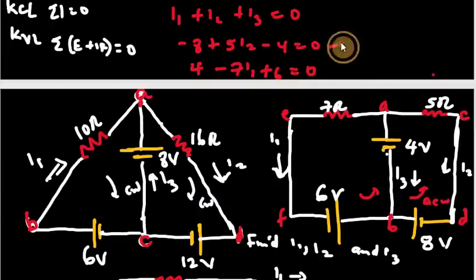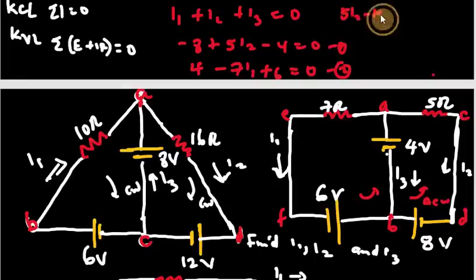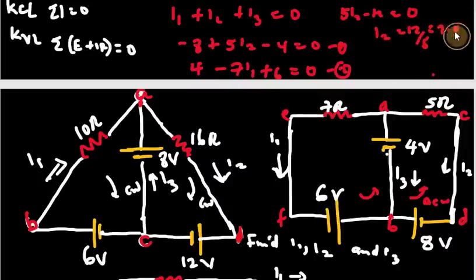You can call this equation 1, call this equation 2. So from equation 1, we can have that 5I2 minus 12 equals 0. So making I2 subject to the formula, you have 12 upon 5, and this is 2.4 ampere.